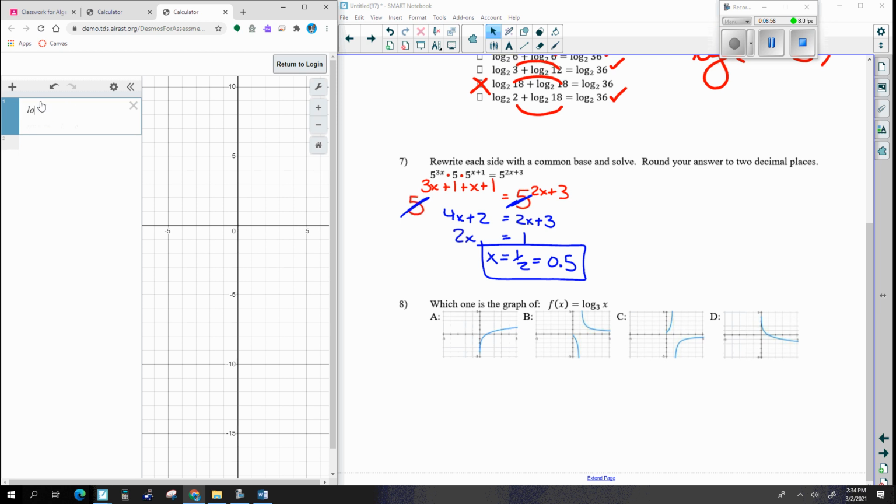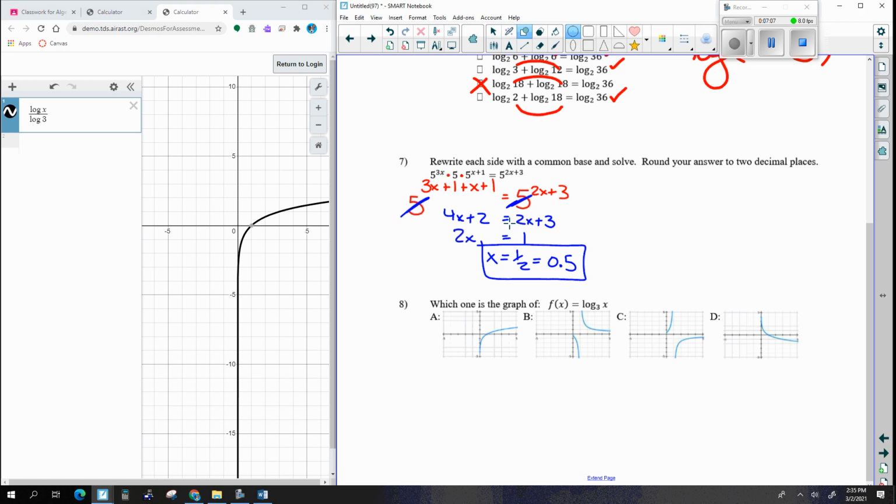And so that's log x divided by log 3. Log x divided by log 3. Winner, winner, chicken dinner is A. Yeah.